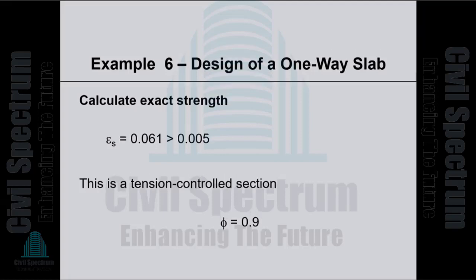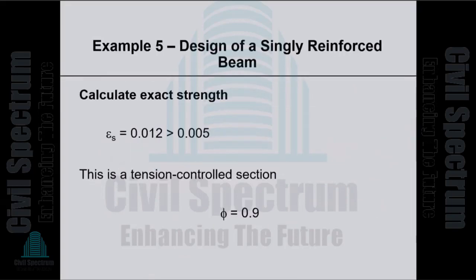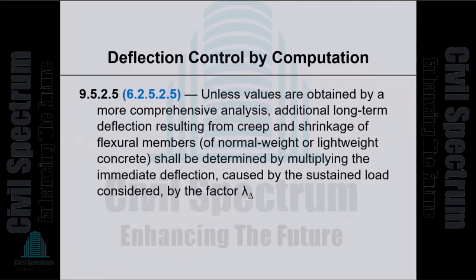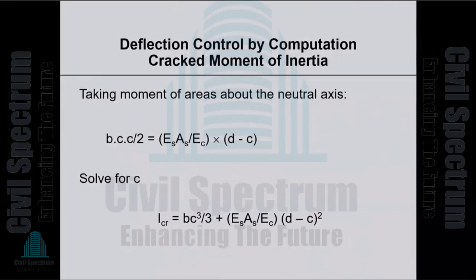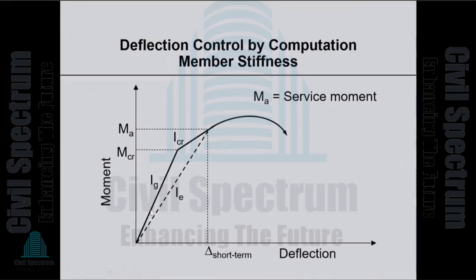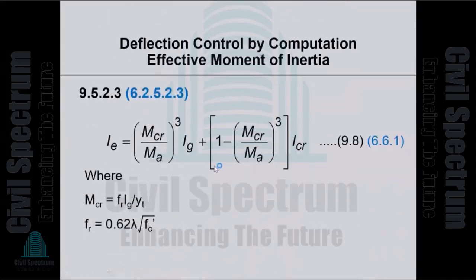I had a picture, remember? Let me try to go back. There. Okay. So this is gross moment of inertia. This is cracked moment of inertia, much lower. You are supposed to use this effective moment of inertia as given by this expression in your immediate deflection calculation. And then long-term deflection will be a multiplier of that deflection.